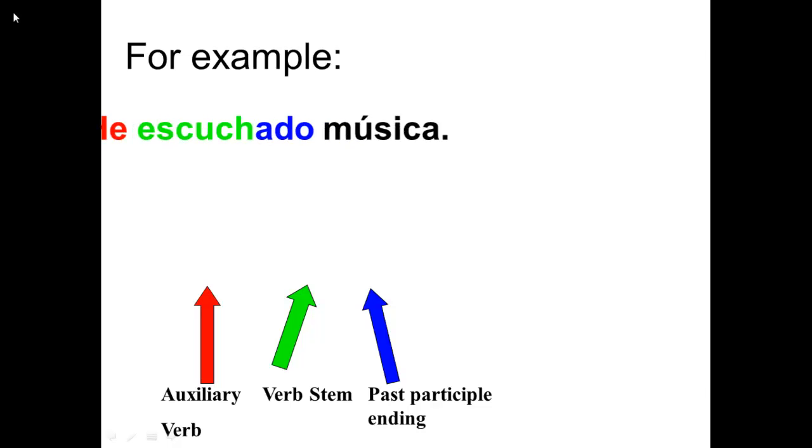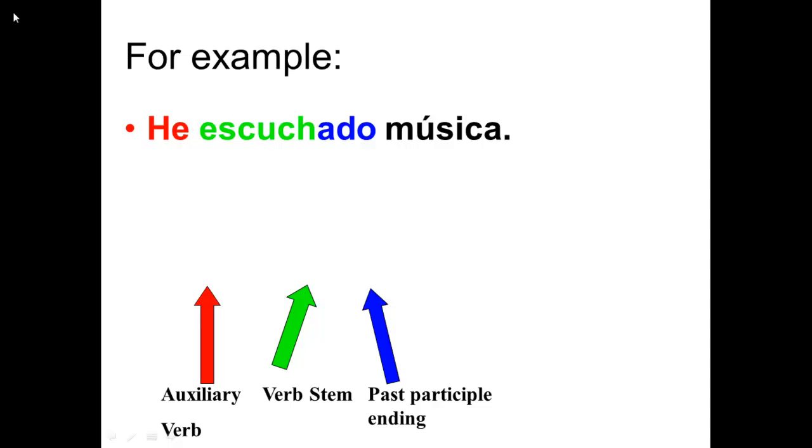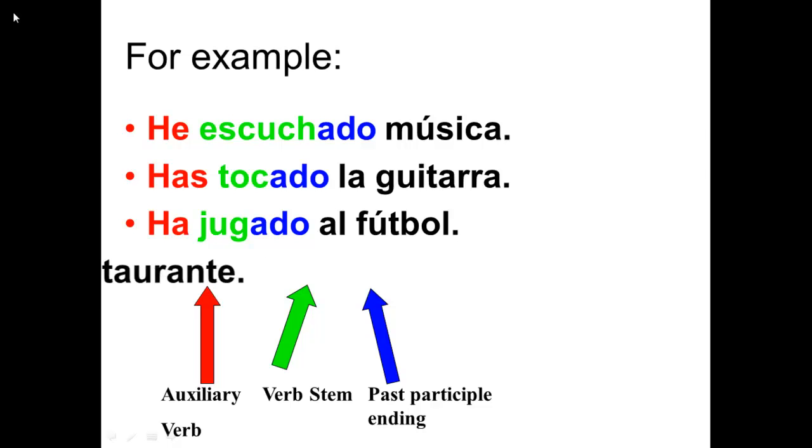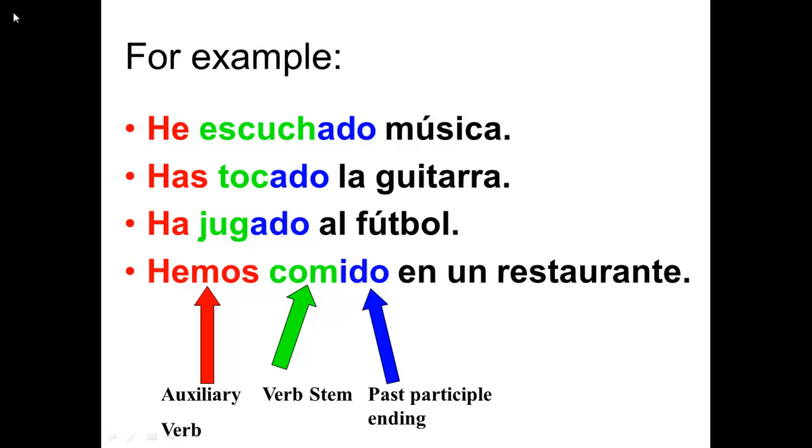For example, he escuchado música. I have listened to music. Has tocado la guitarra. You have played the guitar. Ha jugado al fútbol. He or she has played football, or you formal have played football. Hemos comido en un restaurante. We have eaten in a restaurant. Notice how each time we've got the verb haber before the past participle.